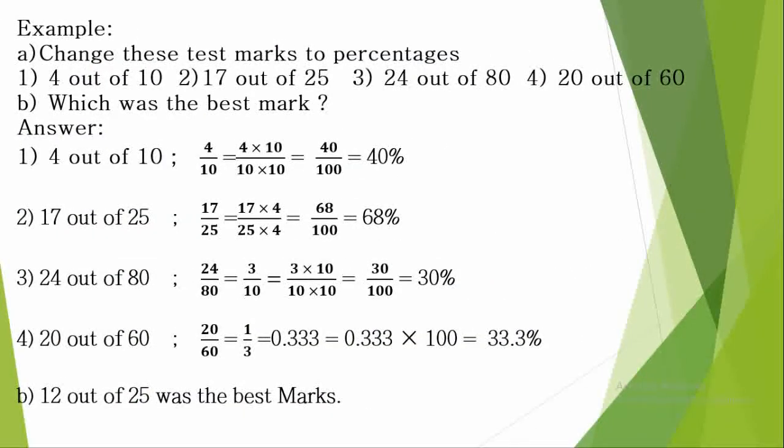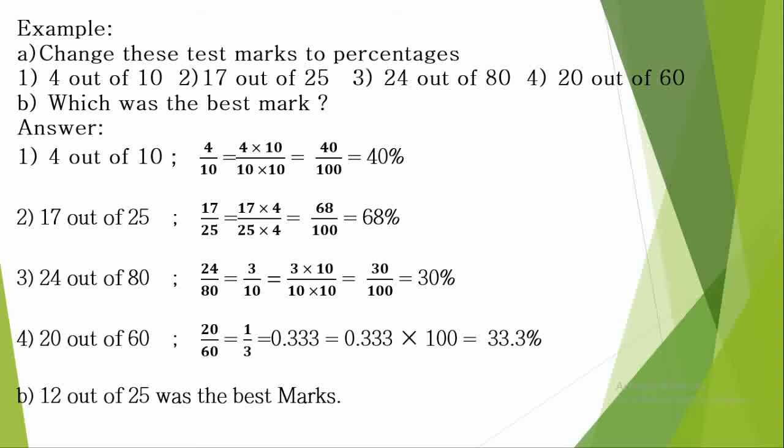Example A1: change these test marks to percentage. The first one, 4 out of 10, 17 out of 25, 24 out of 80, 20 out of 60. And the big question is, which was the best marks? So some marks are given, and we have to convert all the test marks into percentage.